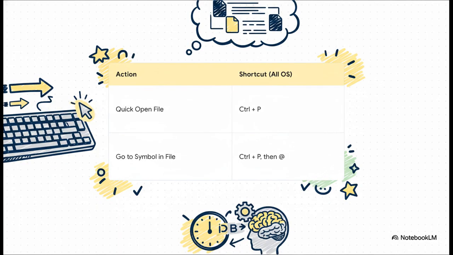Meet your new best friend, Ctrl+P. Think of this as your mission control for your entire project. Just hit Ctrl+P, start typing any part of a file name, and it just appears. No more folders. But wait, here's the pro move. Hit Ctrl+P and then type an @ symbol. Now you're searching inside the current file for any function, or variable, or class. It's like having X-ray vision for your code.